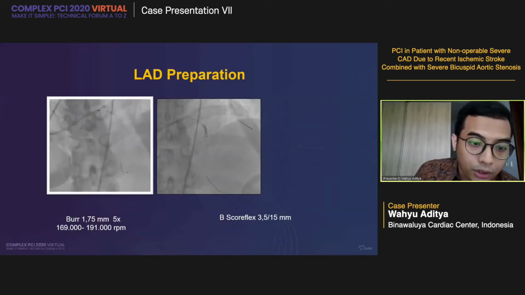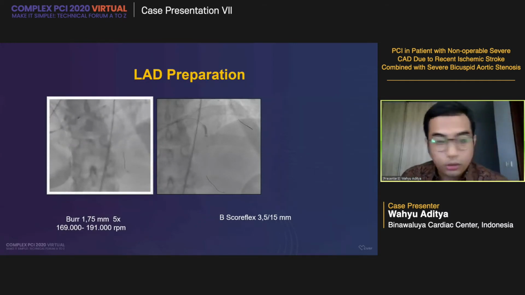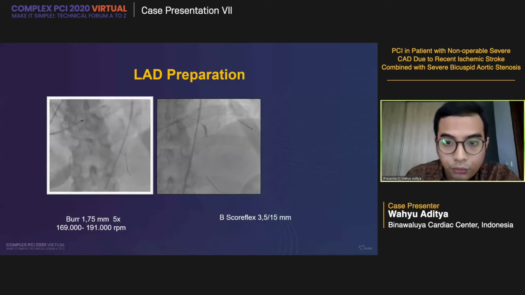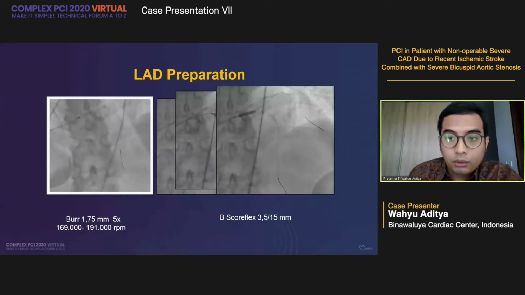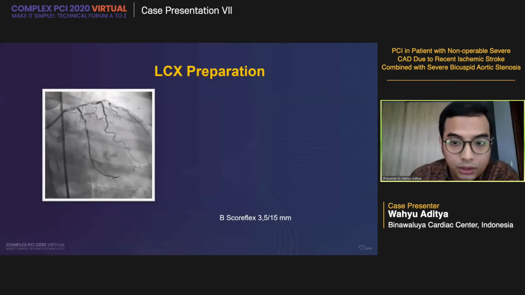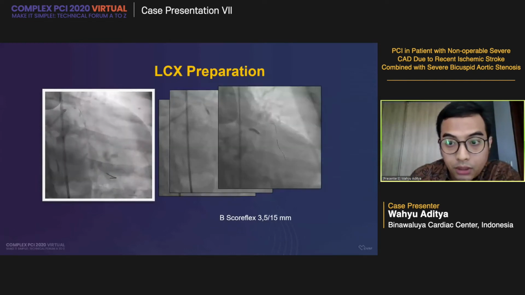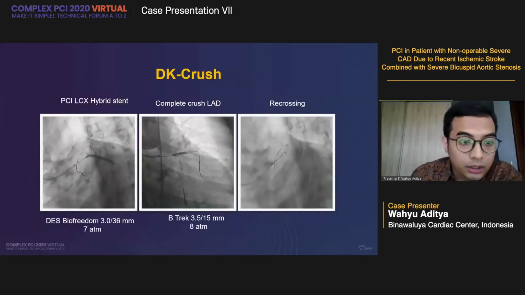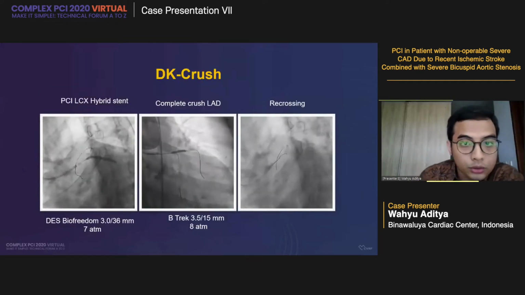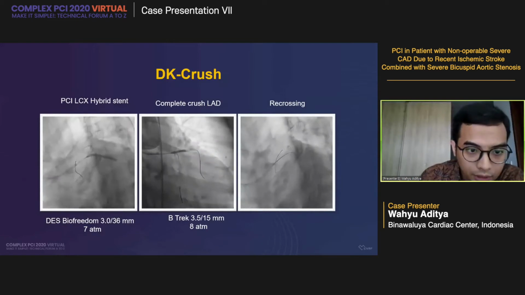We try 5 times, and after the burr can cross, we use Scoreflex balloon 3.5/15 from the proximal to the distal, and then the LCX preparation. We use a Scoreflex balloon 3.5 millimeter. Okay, and then we choose DK crush for PCI of left main, LAD and LCX.